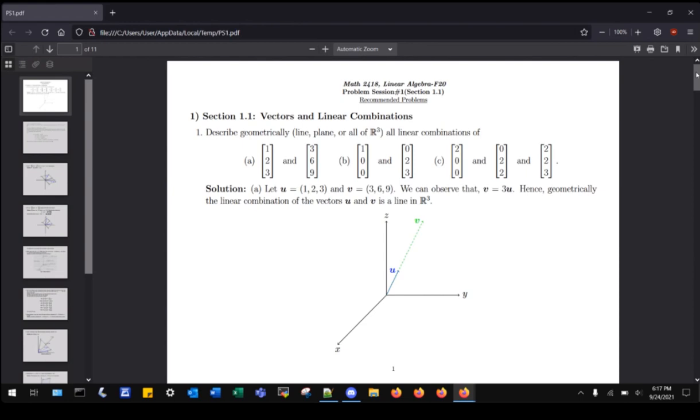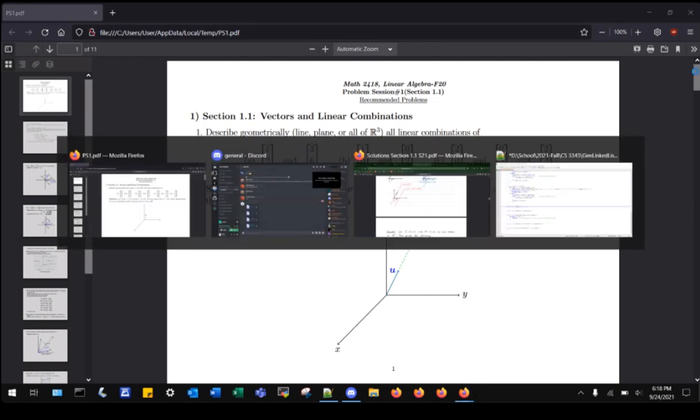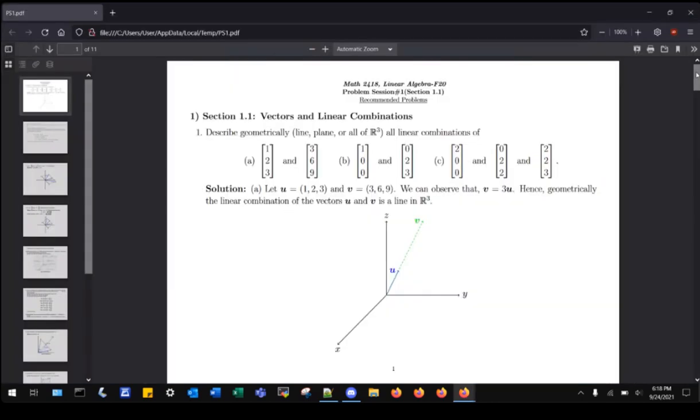The recommended problems are probably the most important ones we need to know. Cool. Let's do problem number 1. I'm going to stop sharing for a while until I come up with a solution. How long should we take for problem 1? Yeah, 5 minutes. 5 minutes. Yeah.